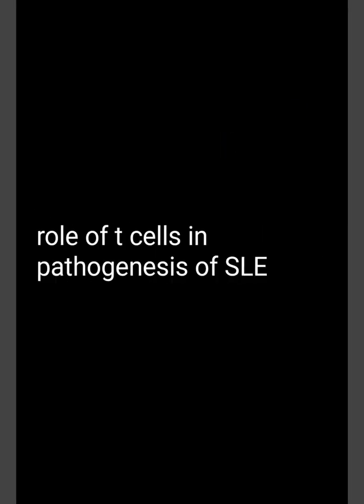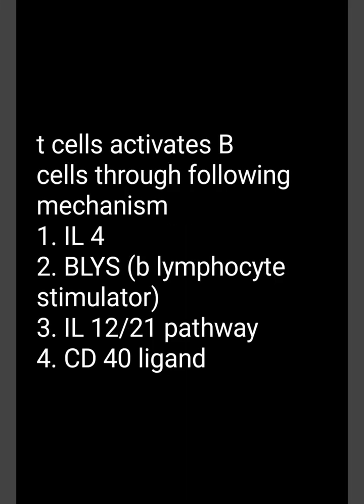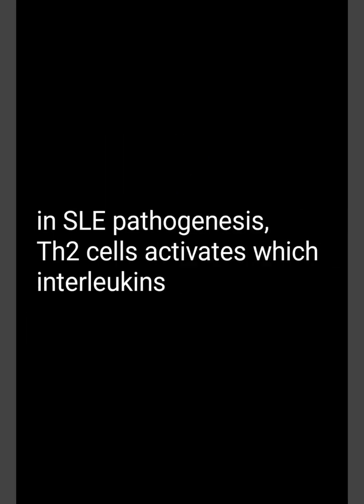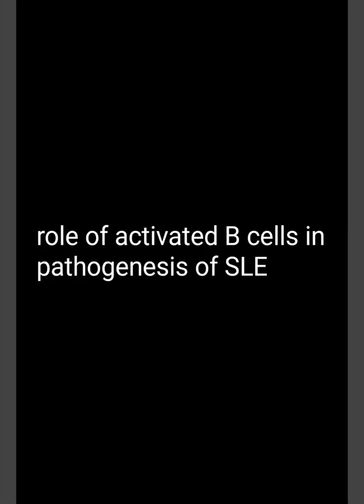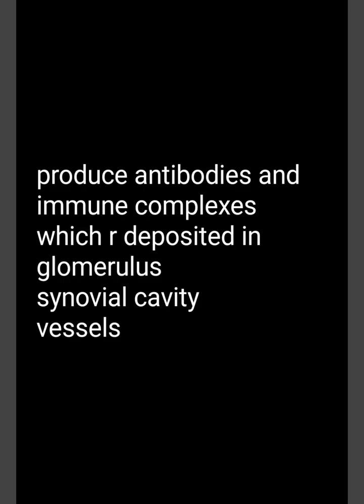Role of T cells in pathogenesis of SLE. T cells activate B cells through the following mechanisms. 1. IL-4. 2. BLyS, B lymphocyte stimulator. 3. IL-12, IL-21 pathway. 4. CD40 ligand. In SLE pathogenesis, Th2 cells activate which interleukins? IL-4, IL-5, IL-13.